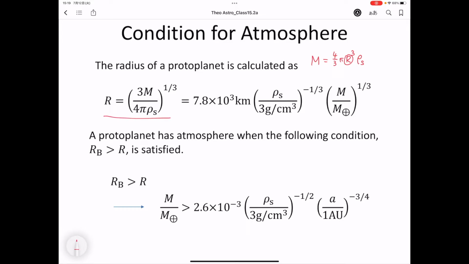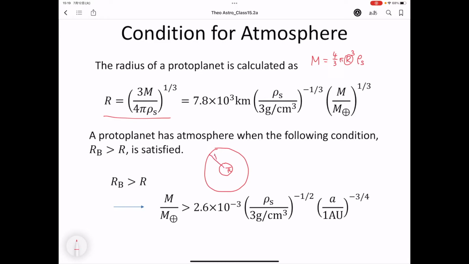The radius of the protoplanet can be calculated about 8,000 kilometers when the mass of the protoplanet is the Earth mass. This radius is a little bit larger than the Earth's radius due to the low densities. We use the density of the materials as 3 gram per cubic centimeters. A protoplanet has atmosphere when the following condition holds: r sub b, the boundary radius, is larger than radius of cores. So in these situations, we consider this is the radius of the cores.